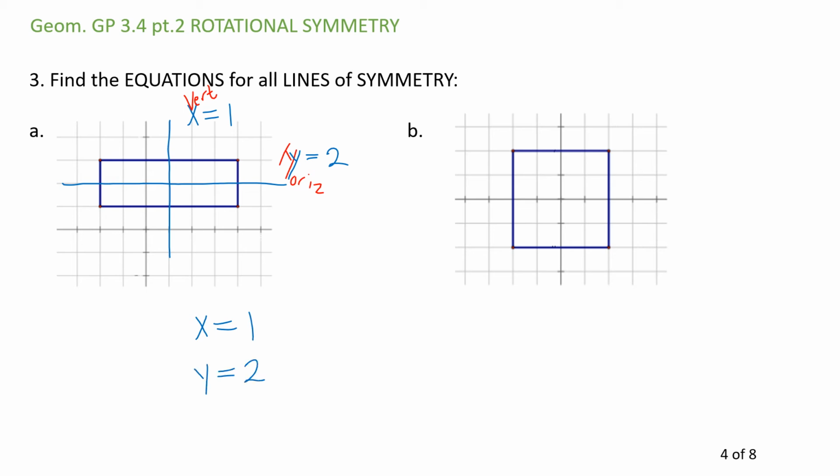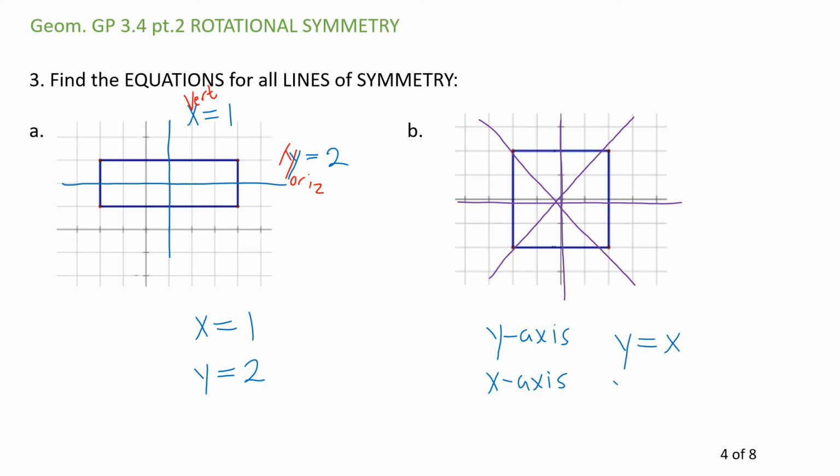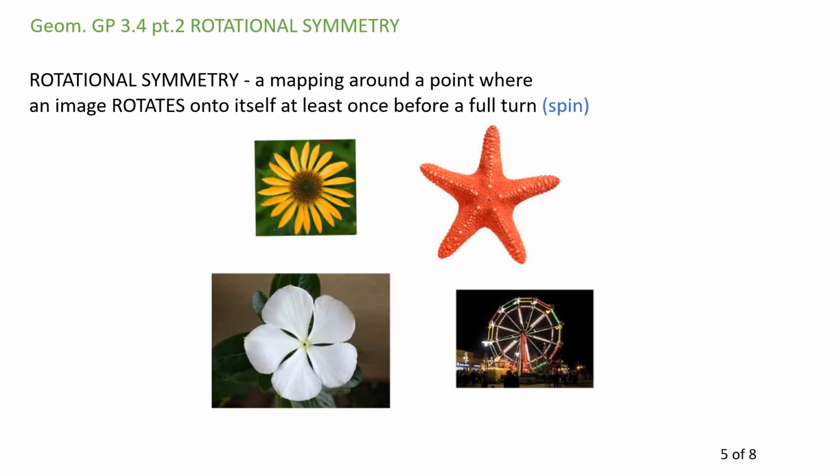How about this one? Y-axis, x-axis. Is that all? If you fold these corner to corner, you'll also have lines of symmetry. Fortunately, this is centered at the origin. If it weren't, I'd have to do more work. But this is just y equals x, and the other one y equals negative x. 4 lines of symmetry. All of them are fairly easy to identify.